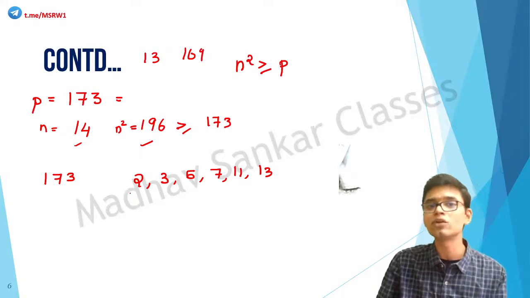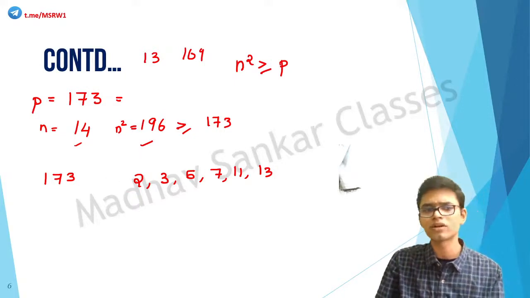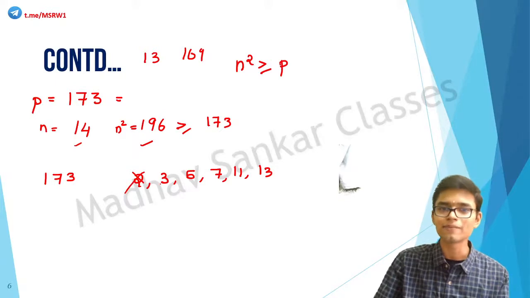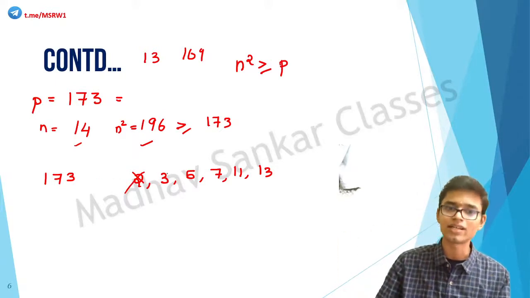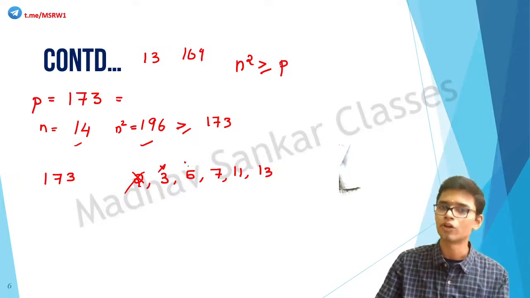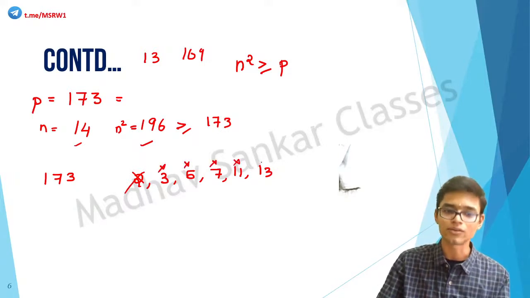173, is it divisible by 2? No, 173 is an odd number, so definitely no. Is it divisible by 3? There is a test for divisibility of 3. I will tell you later. But anyway, 173 is not divisible by 3. 5, no. 7, no. 11, no. 13 also no.